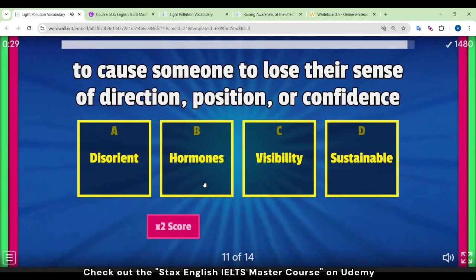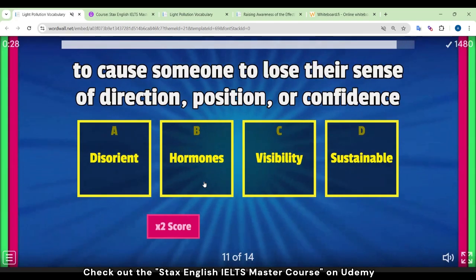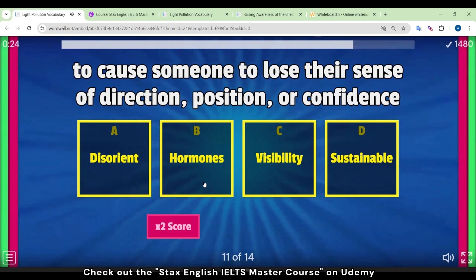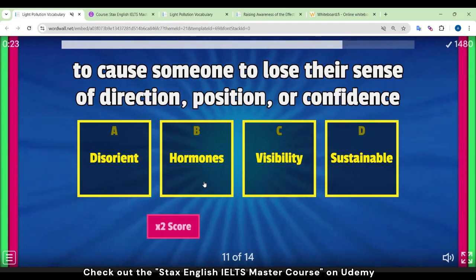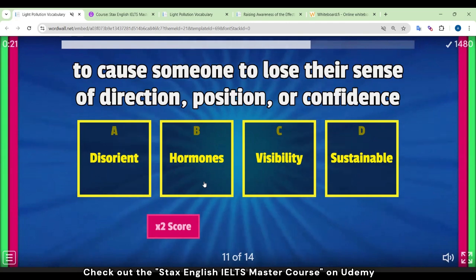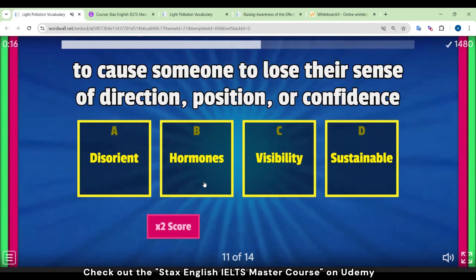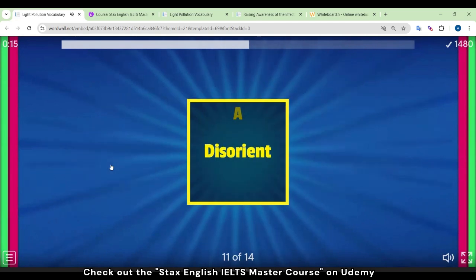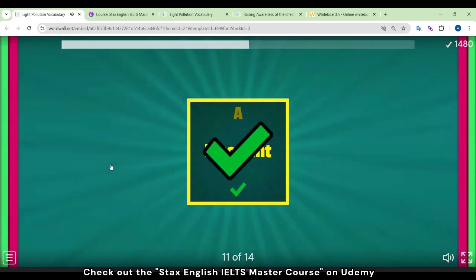Next one. This is to cause someone to lose their sense of direction, position, or confidence. So when somebody gets lost or unsure where to go, what to do, this is the verb to describe that. Disorient. Disorient. Yeah, very good. Fantastic. Good job, doing really well.